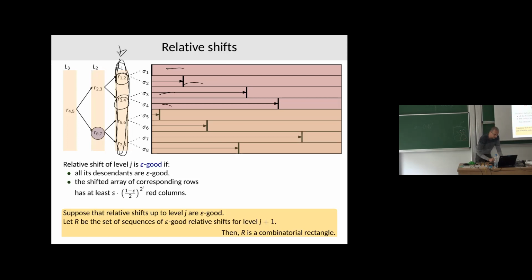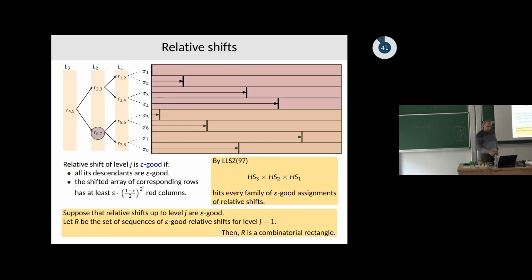Okay, and the same can be applied to the second level. So we apply again then the result and every consecutive levels. Okay, so we get small hitting set for level 1. We have small hitting set for level 2. We have small hitting set for level 3, and so on. And if we take a Cartesian product of all these small hitting sets, we will get small hitting set for a family of epsilon good assignments of relative shifts.